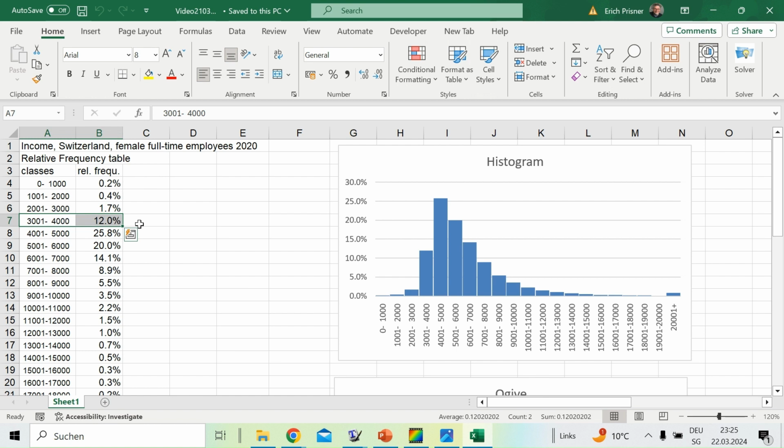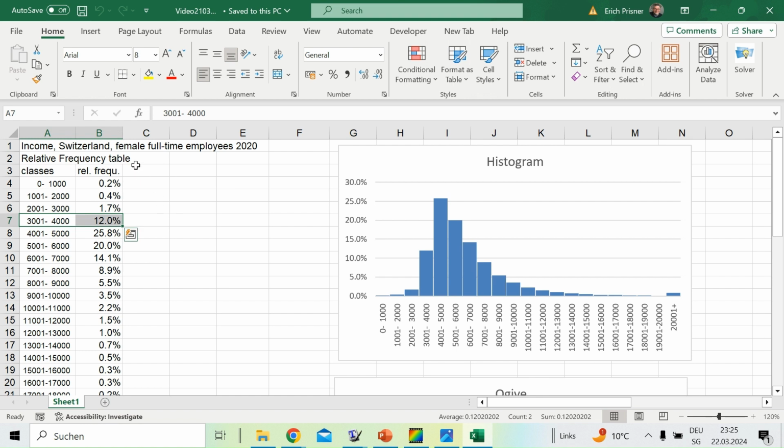So of course, that means some of these 12% of all females get 3,001, some get 3,010, 3,050, 3,500. So we don't really know how much each of them makes, but we need to make an assumption about the average income of persons in this class. And the simplest assumption is we just say the midpoint might be the typical income.